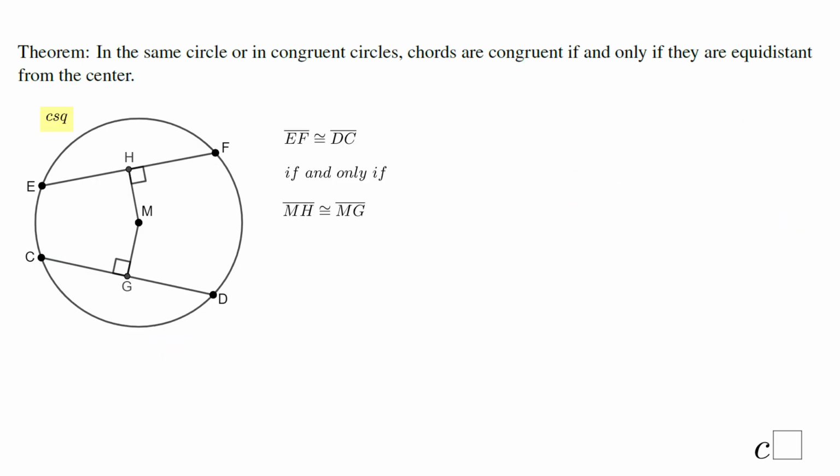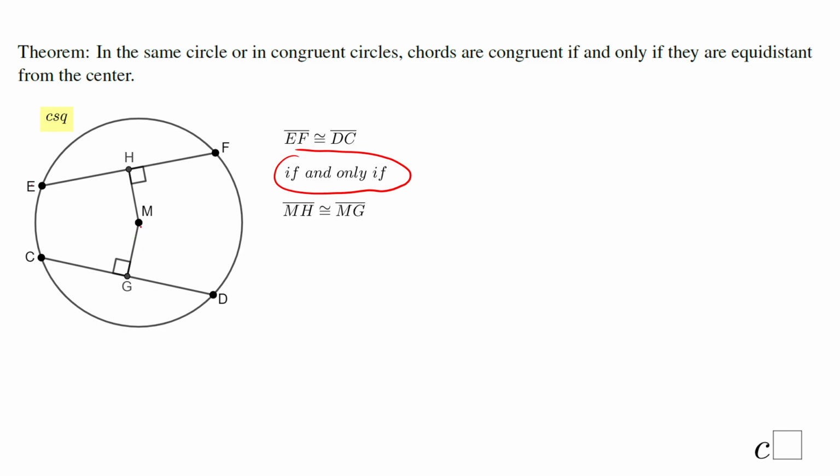Another theorem that is related to chords and arcs, corresponding arcs. Again, you notice this strong statement, if and only if. Okay, so let's take a look at what this theorem says. I'm going to read it first one way. If EF is congruent with DC, if these two chords are congruent, then MH is congruent with MG. These two segments are congruent.